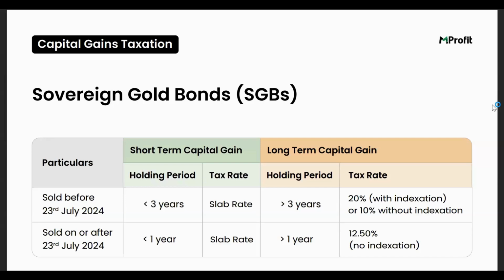So, two scenarios: sold before 23rd of July and sold on or after 23rd of July. Sold before, holding period is 3 years. Before 3 years, it is short term, added to your tax slab. Post 3 years, it is 20% with indexation, 10% without indexation. Sold on or after 23rd of July, short term is 1 year and the tax rate is added to the slab. Long term, greater than 1 year, is 12.5%, no indexation.